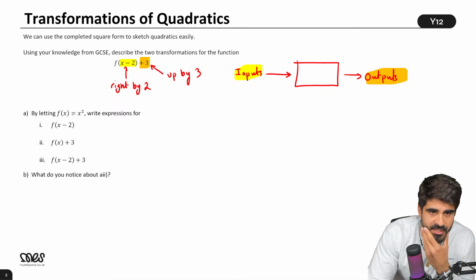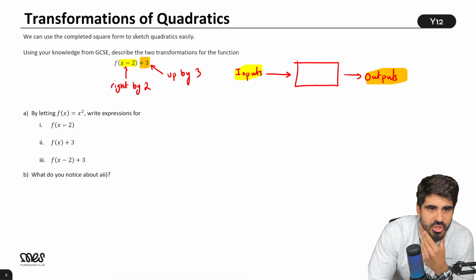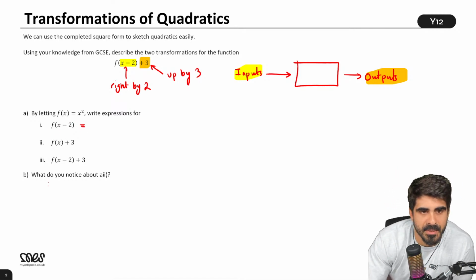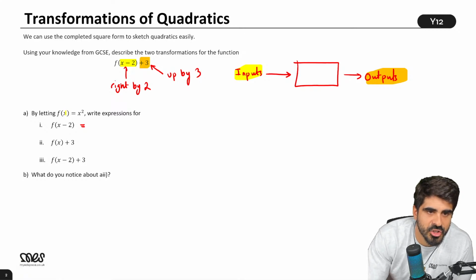So, by letting f of x be x squared, write expressions for f of x minus 2. So, what would f of x minus 2 be if f of x is x squared? So, you're changing the inputs here. What would it become?